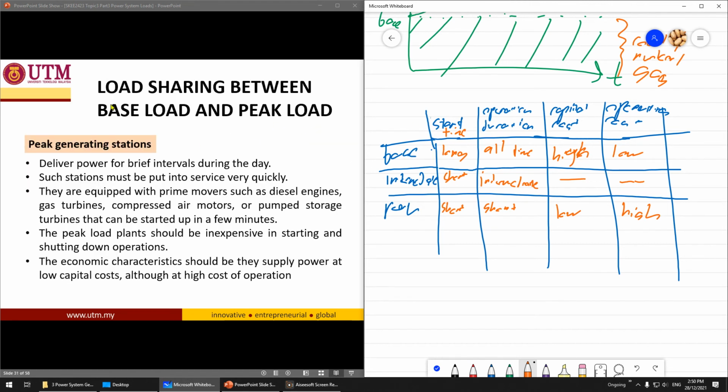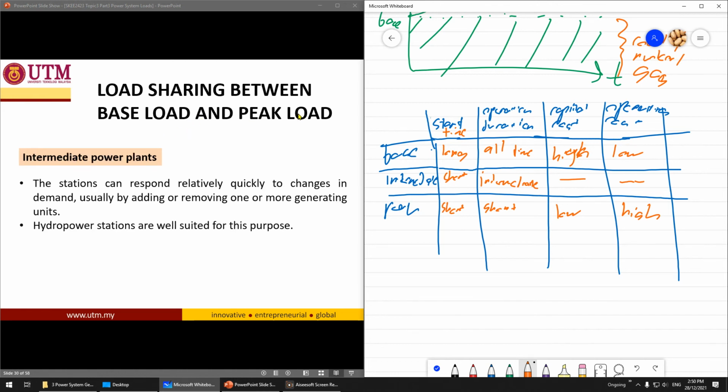So all of this is called load sharing. Load sharing between base and peak load.